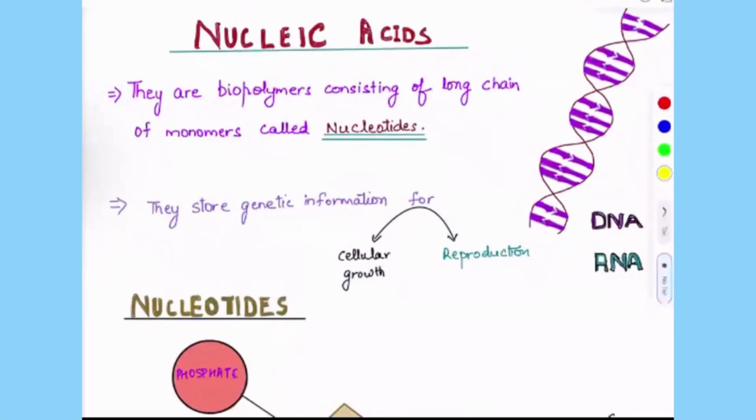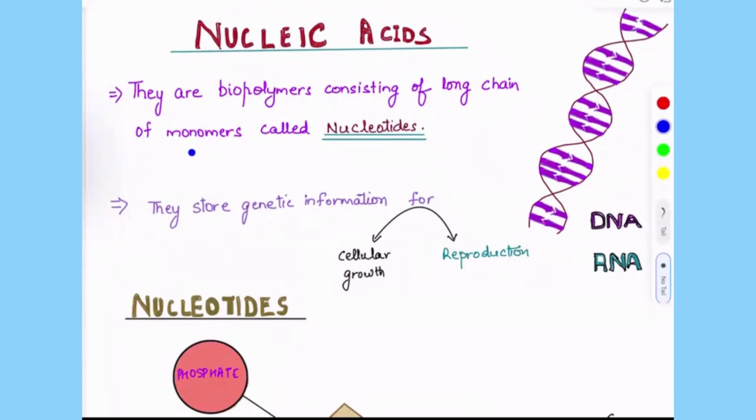In today's video, we are going to discuss nucleic acids. Nucleic acids are biopolymers consisting of long chains of monomers, and these monomers are called nucleotides. Biopolymers means biological polymers, which means they are biologically derived and not synthetically derived. And they are polymers, which means they are made up of multiple monomers.